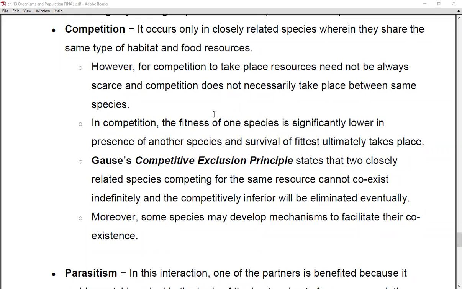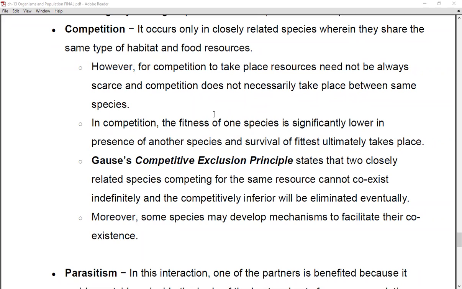Next is the Gause competitive exclusion principle, which states that two closely related species competing for the same resource cannot coexist indefinitely, and the competitively inferior one will eventually be eliminated. The principle says that if competition is taking place between two closely related species for the same resource, then they cannot live in that place along with each other. So they cannot coexist, right?